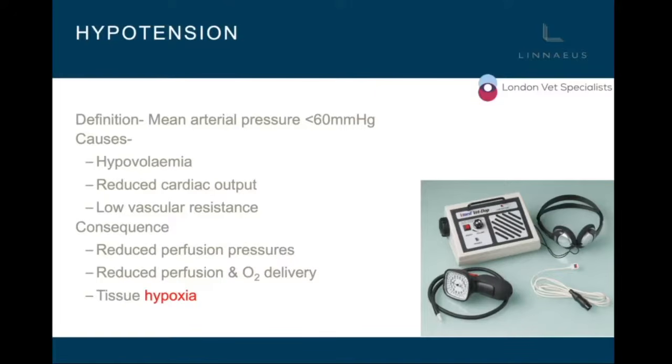As a consequence of hypotension, we may have reduced perfusion pressures, so this is a pressure that's pushing the blood into each organ system. And with that reduced perfusion pressure, you're going to have reduced tissue perfusion, reduced oxygen delivery to those tissues, and therefore tissue hypoxia may occur.